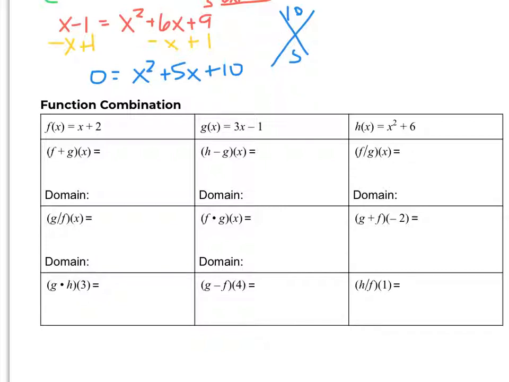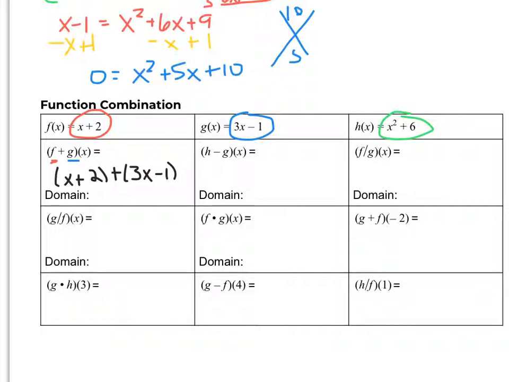Alright, so after that we moved on to function combination, which meant we were just adding and subtracting a whole bunch of stuff. So you know how we do color coding. Okay, I have f of x, I have g of x, I have h of x. Okay, so if I want to do f of x plus g of x, it's just doing the red plus the blue. So x plus 2, red, plus 3x minus 1, blue. Done. Please don't do anything else, but please do put parentheses.